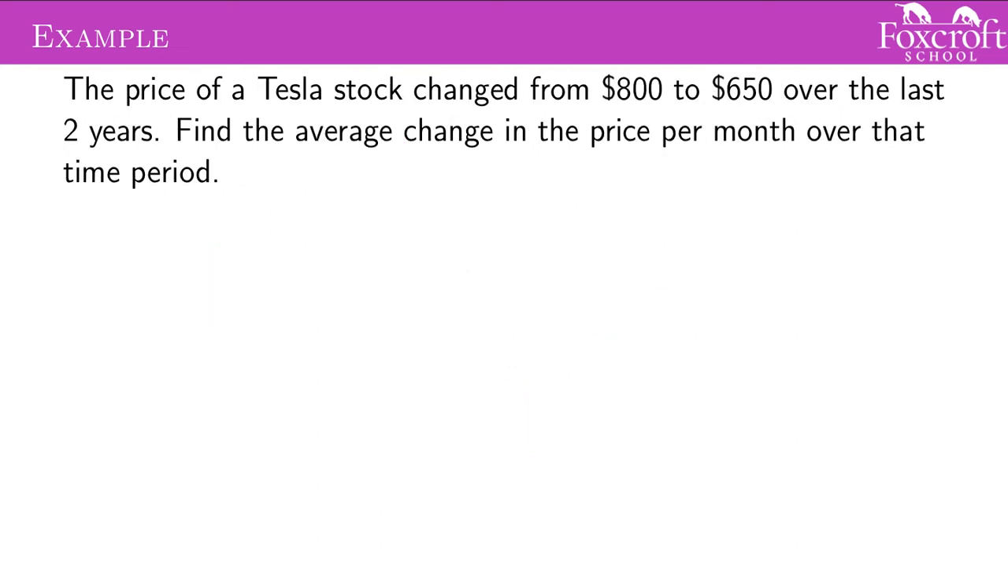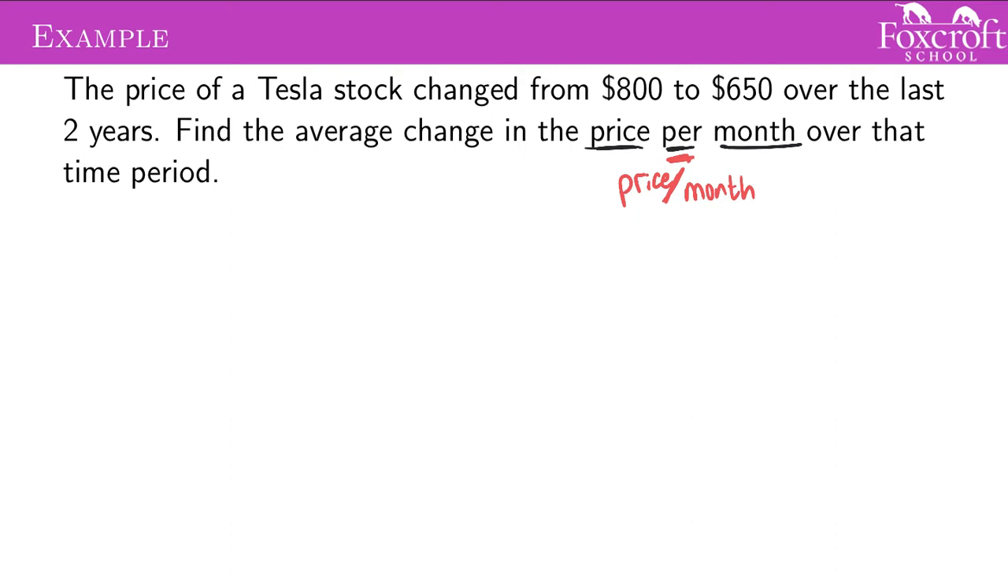All right, the price of Tesla stock changed from 800 to 650 over the last 2 years. Find the average change in price per month over that time period. They want to know the average change in price per month. So there's a couple hints. Per in word problems is just a word that's going to mean division. So price is going to be on the top of a fraction, and months is going to be on the bottom. If they're asking for a price per month, we automatically know what goes on the top of our fraction and what goes on the bottom.